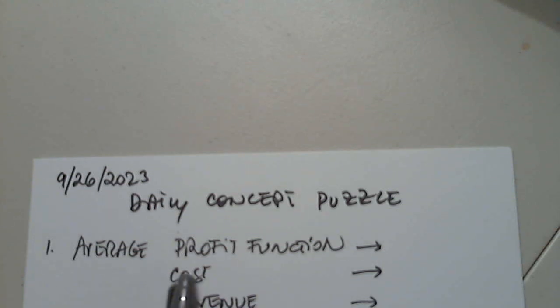Definition of the average profit, average cost, average revenue. And then I would like us to write again the product rule and the quotient rule.